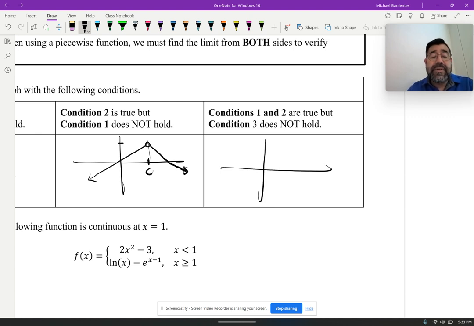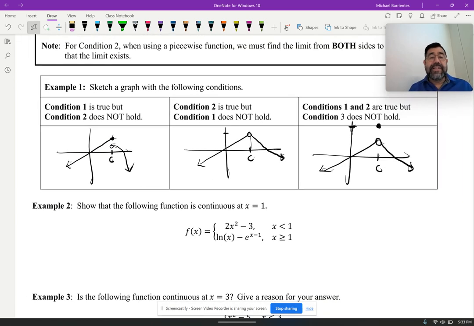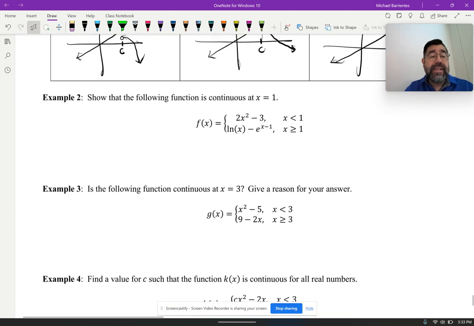I'm going to use a graph similar to the second one, and this is still at c, except I am going to define a point up here. So there is a y value, that's where the point is. There is a limit, that's where my left and right pieces are approaching, but they're not the same. In each of these cases, there is a discontinuity. If I have all three conditions met, then I know that the function is continuous at that particular x value, which we're going to check here with example 2.